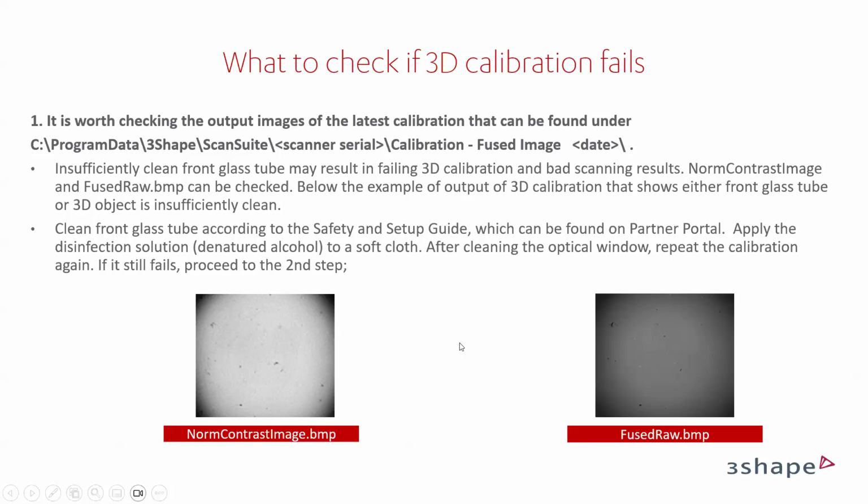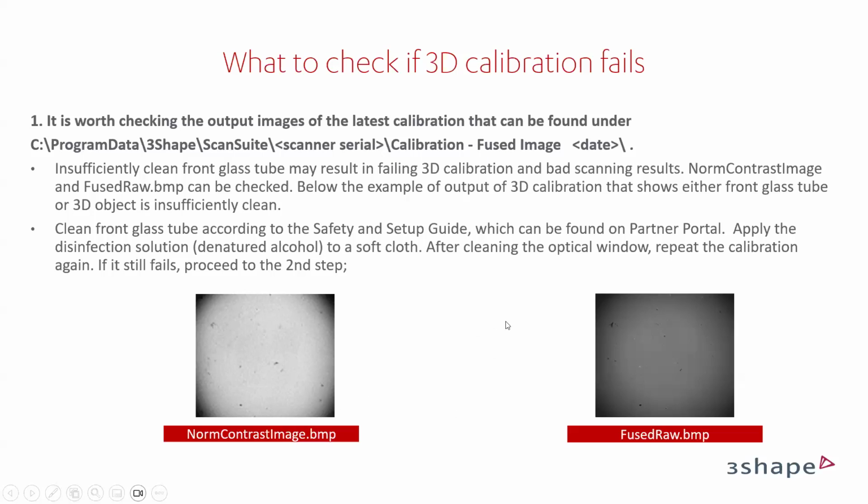Insufficiently clean front tube glass may result in the failing of 3D calibration and bad scanning results. Here are the names of the images that you may find in the folder. They are called non-contrast image and fused raw images. When the tube glass is dirty, you will find black spots here.